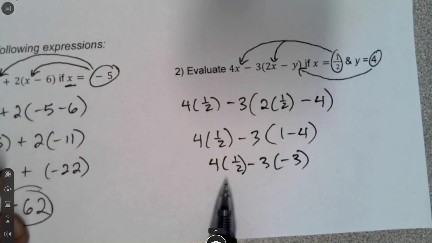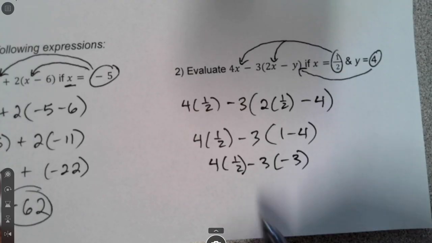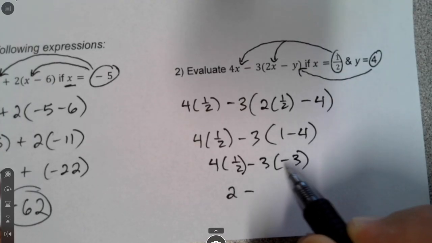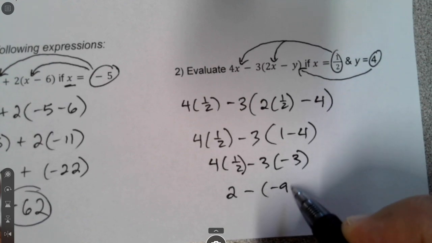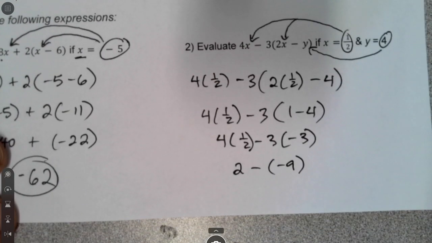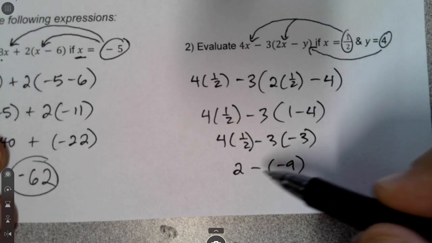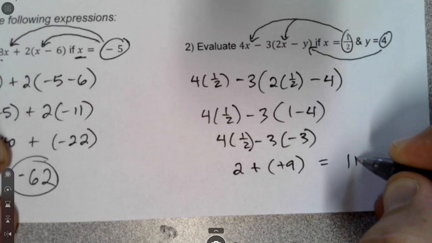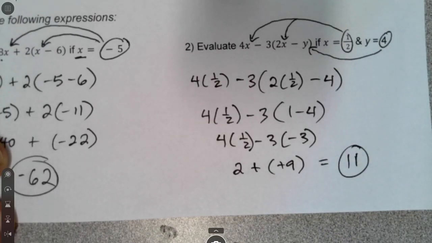So now we have multiplication, 4 times 1/2, 3 times -3, and subtraction. Well, the order of operations says we should multiply first. 4 times 1/2 is 2. 3 times -3 is -9. Now we'll focus more on adding and subtracting negative numbers next chapter, but it's good to remember that minus a negative is the same as plus a positive. So 2 plus 9 gives us our final answer, which is 11.